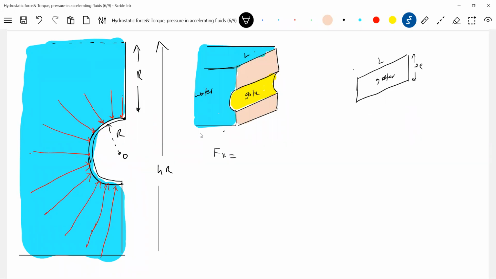Very easy now. What is the density of the liquid? Rho. G. Pressure into projected area dA. So this should be equal to rho g y L into dy. So rho g L y dy. From where to where should we integrate? I think from R to 3R. Limits, okay.